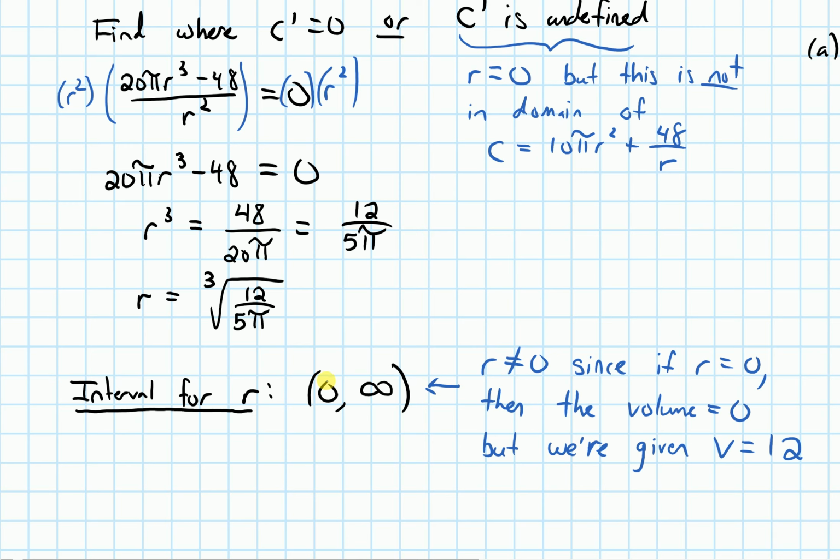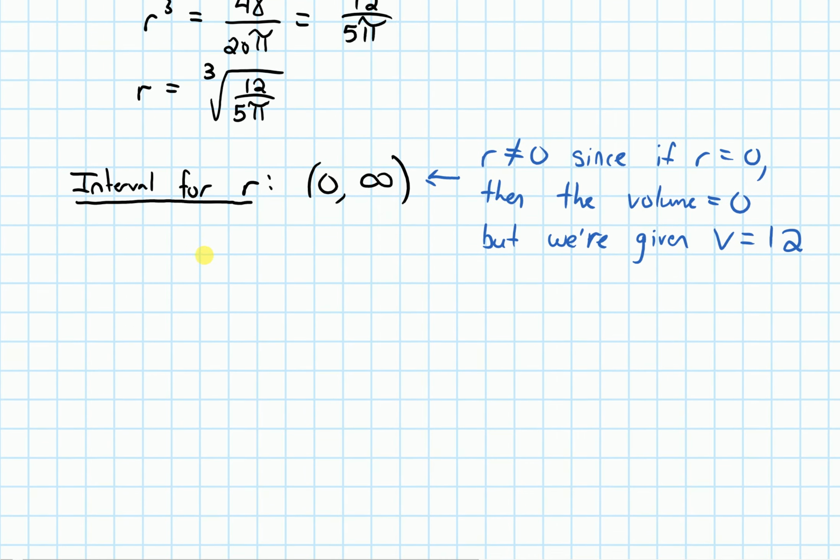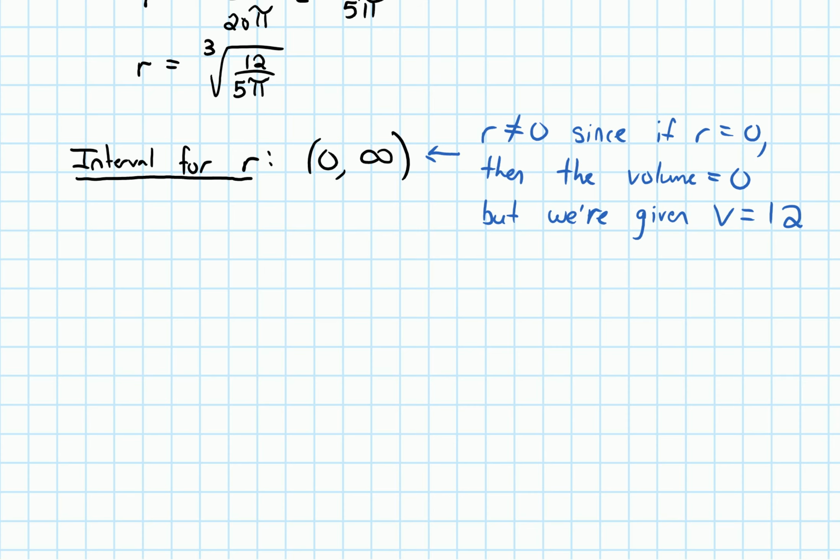Even though that would give us a degenerate cylinder, which sometimes is okay, in this problem it's not okay because the volume was given to be 12. All right, so we have this open interval, which means we have to do this using our number line method. So now we have to test our critical numbers.